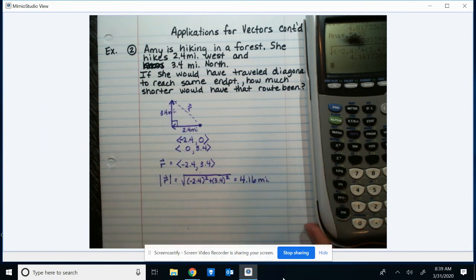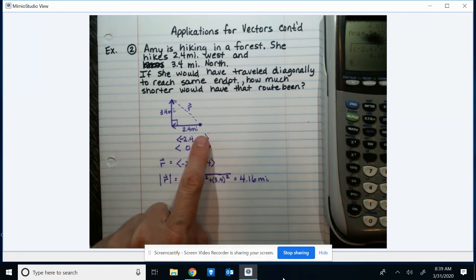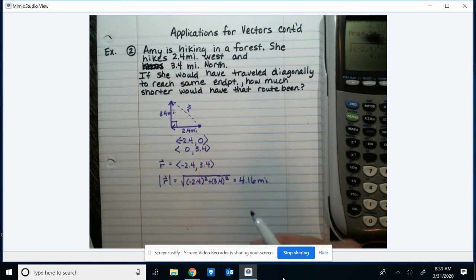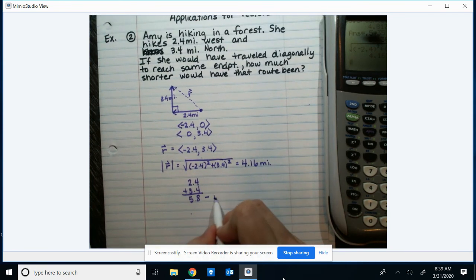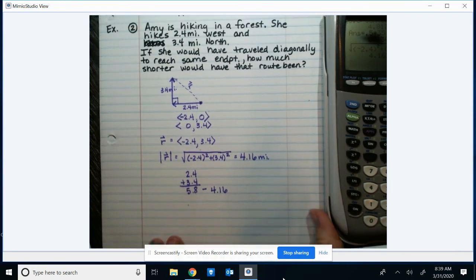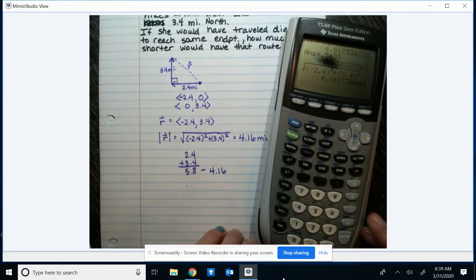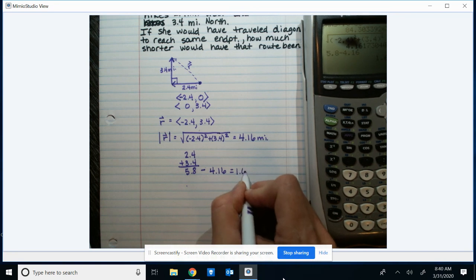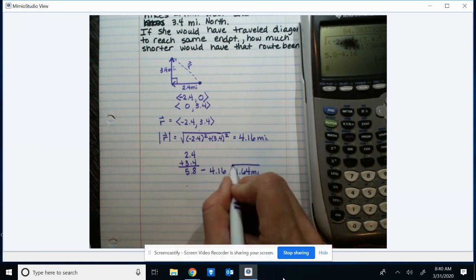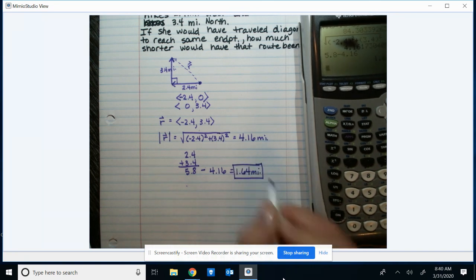Now, how much shorter is this route than going the two different directions? So the 2.4 plus the 3.4 is going to give you 5.8. And then I'm going to subtract the distance of my shorter route, 4.16. If you take your 5.8 and subtract your 4.16, you're going to get 1.64. So it's going to be 1.64 miles shorter if I went diagonally.